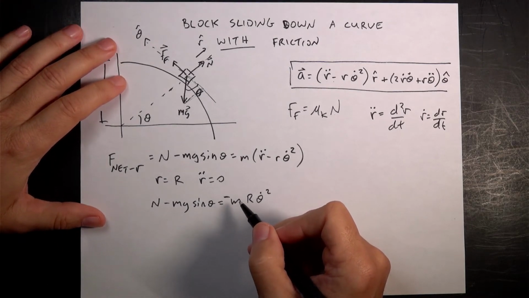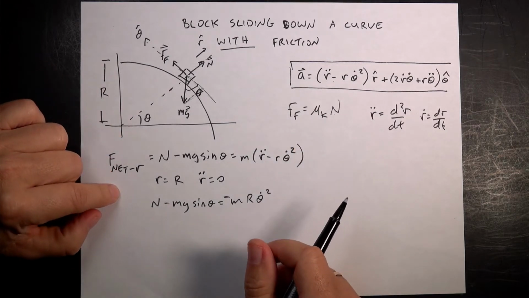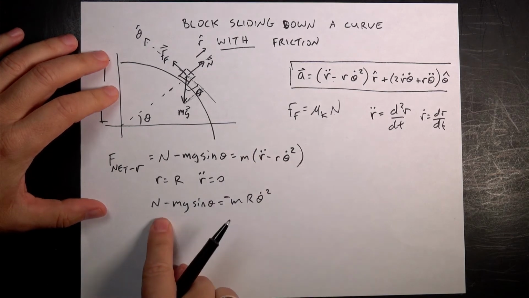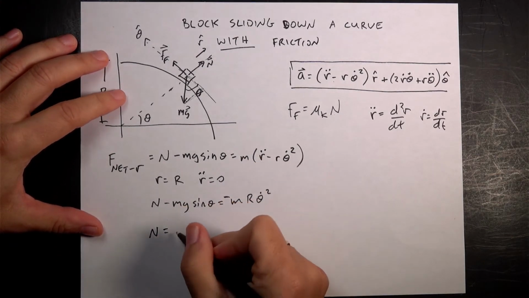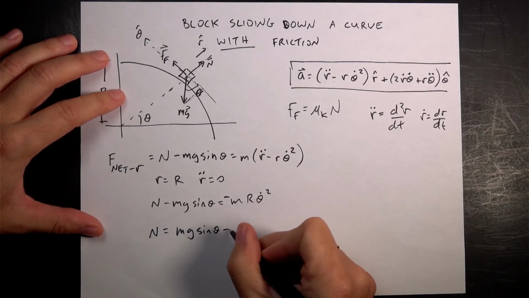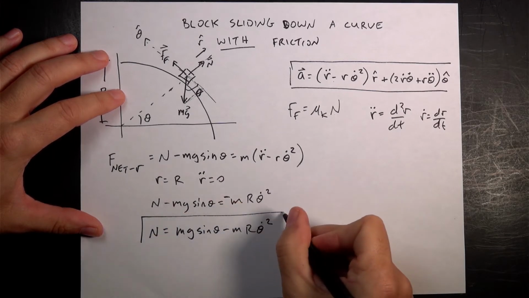Why are we solving for n? There are two reasons. Number one, I need that for the friction force. Number two, I want to use that to find out when the block leaves the surface. So if I solve this for n, I can add that to both sides. I get n equals mg sine theta minus m r theta dot squared. That's important.